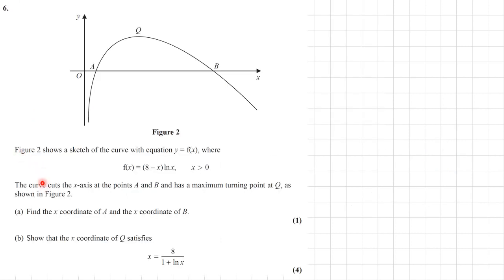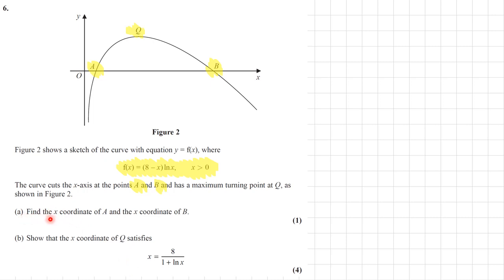Question 6. Figure 2 shows the sketch of a curve with equation y equals f of x, where f of x is equal to 8 minus x log x, x is greater than 0. The curve cuts the x-axis at the points A and B, which are here, A and B, and has a maximum turning point at Q as shown in figure 2. So we've got a maximum at this point here at the top.